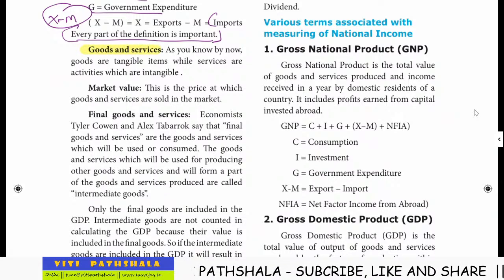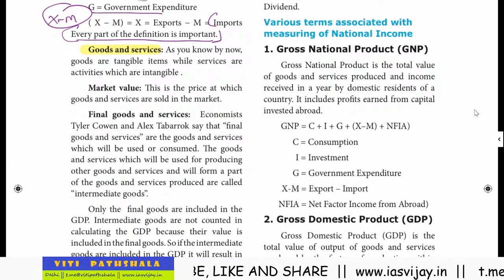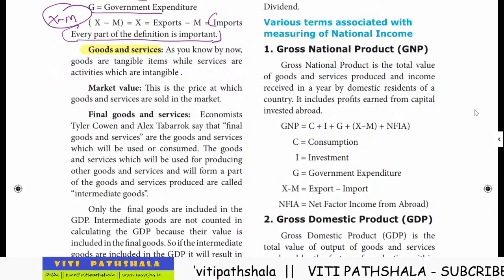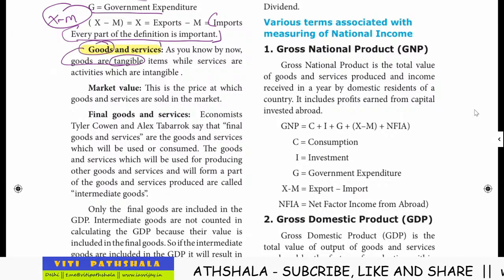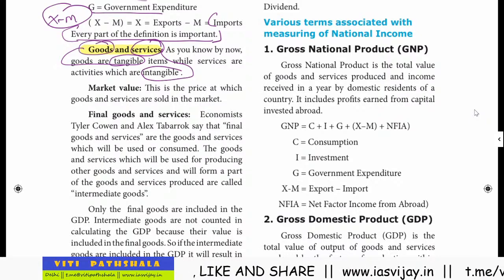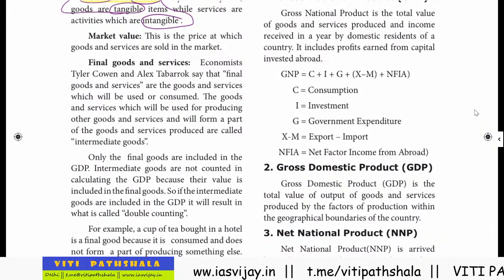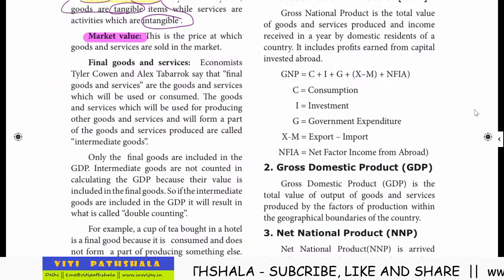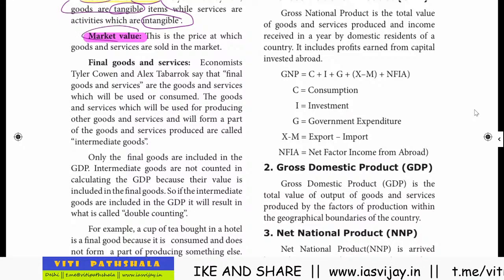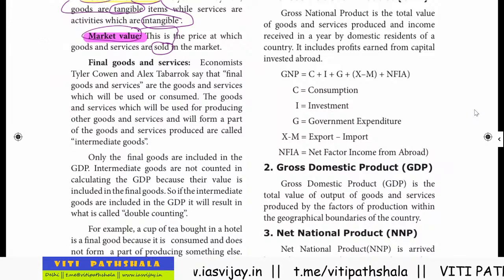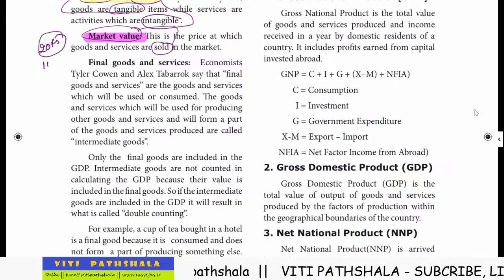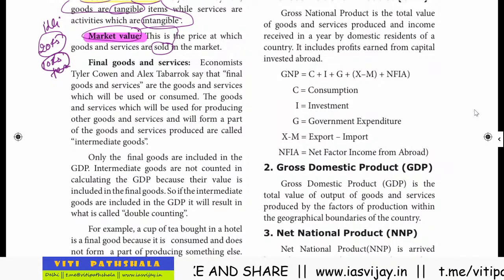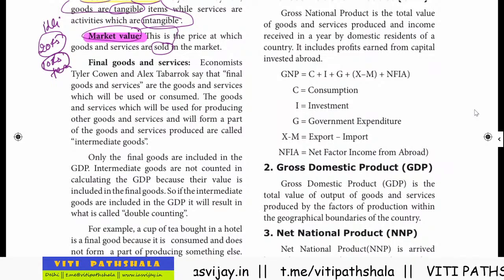First come the goods and services. As you know by now, goods are tangible items, while services are activities which are intangible. Remember one thing: goods are tangible, and services are intangible. Then next comes the market value. What do you mean by market value? Market value is the price at which goods and services are sold. For example, if a plate of idli costs rupees 20 and the tea costs rupees 10, this is the market value of the idli and the tea. Next come the final goods and services.